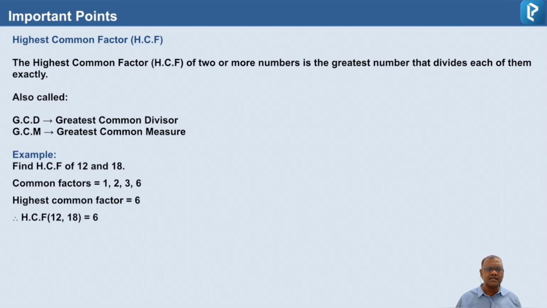So again, example, HCF of 12 and 18. So what were the common factors? 1, 2, 3 and 6. So since 6 is the highest, that is the HCF of 12 and 18.